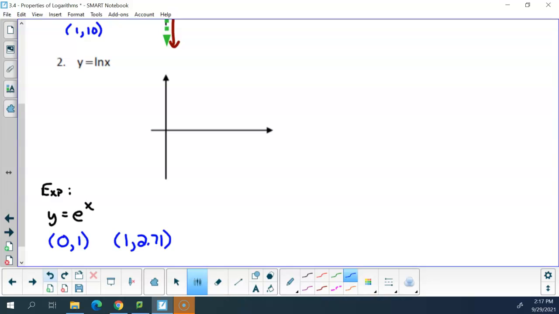If I flip-flop those, now I'm going to go through the point 1, 0, because the two functions here are inverses. Switch the coordinates. My second point would be 2.71.